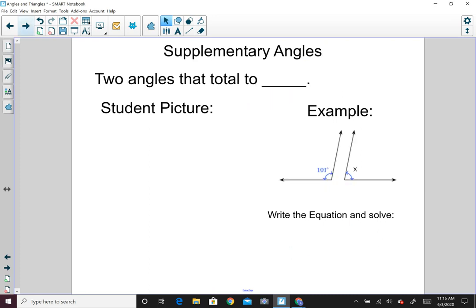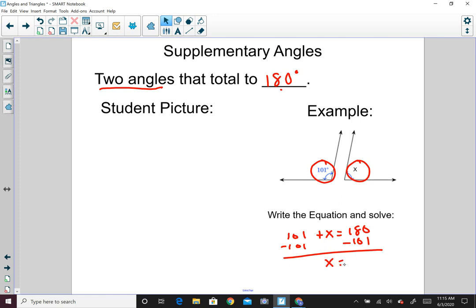Our next angle type are supplementary angles. Supplementary angles are two angles that total to 180 degrees. So any two angles, they don't have to touch, they can make 180 degrees. If I tell you these two angles here are supplementary, then I know this angle plus this angle makes 180 degrees. So I have 101 plus x equals 180. I'm going to solve my equation by subtracting 101 from both sides. So x in this case is 79. So this is 79 degrees for that angle.